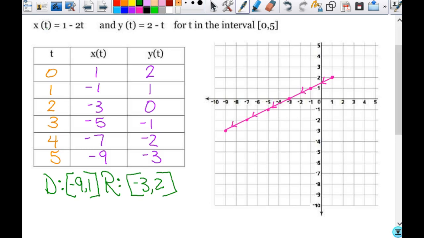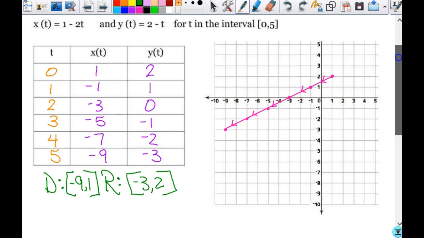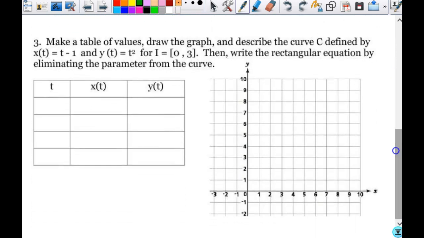And notice on here, both of these equations were linear, and look what you got here. You got a linear. Where on the last one, you had one linear and one quadratic, and you ended up with a quadratic. All right, so here we're going to make a table of values. We're going to draw the graph and describe the curve C defined by these two parametric equations. Then we're going to write the rectangular equation. So we're going to do the parametric stuff first. Then we're going to look at how to change the parametric into a rectangular.